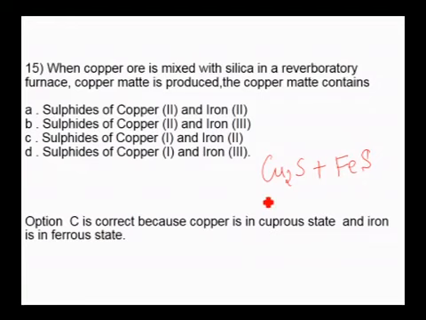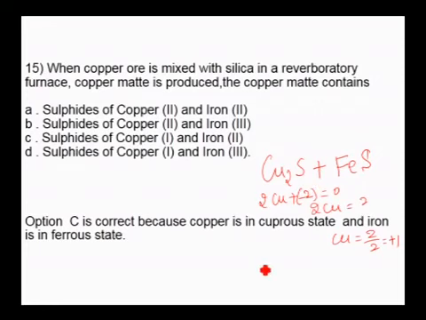So, in this option, 2Cu plus the oxidation state of S, minus 2, is equal to 0. Therefore, 2Cu is equal to 2, Cu is equal to 2 by 2, which is plus 1. The oxidation state of copper in Cu2S is 1. So, that is copper 1.